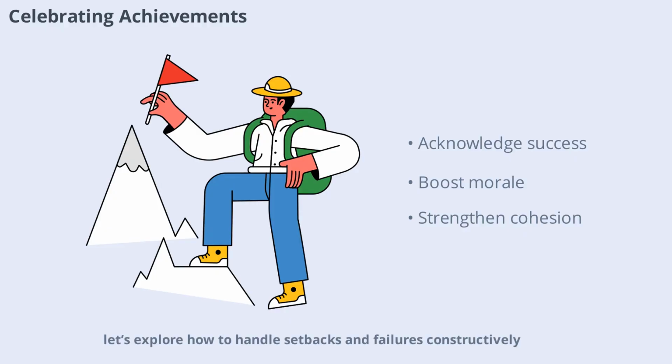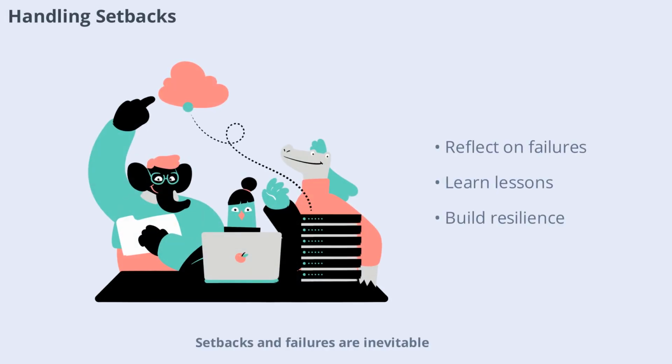Next, let's explore how to handle setbacks and failures constructively. Setbacks and failures are inevitable, but they offer valuable learning opportunities. Leaders should encourage the group to reflect on what went wrong, identify lessons learned, and develop strategies for improvement. Maintaining a positive attitude and focusing on solutions helps the group bounce back stronger. By normalizing setbacks as part of the process, teams can build resilience and adaptability.